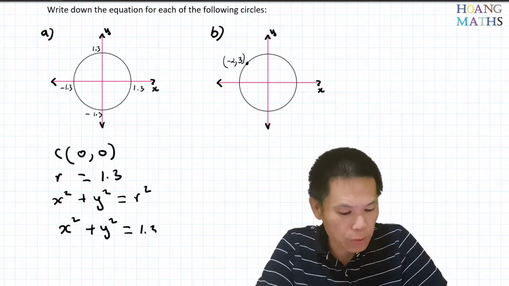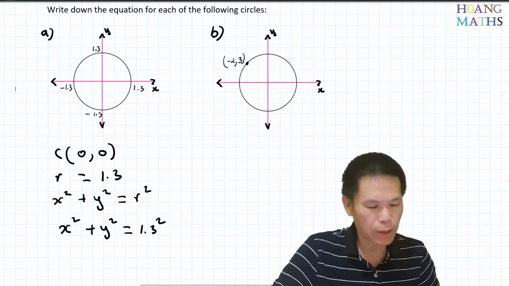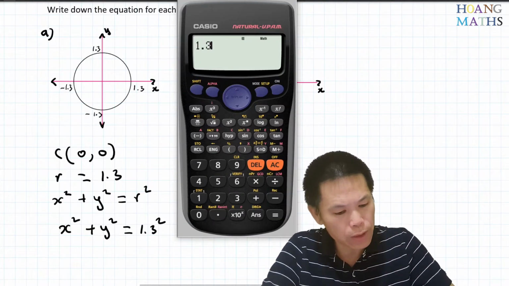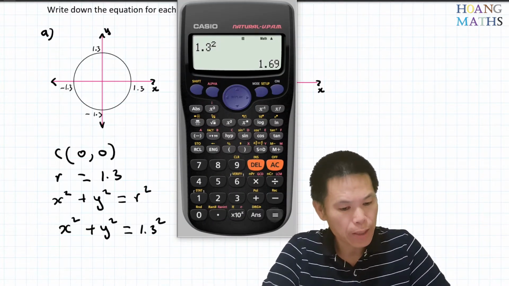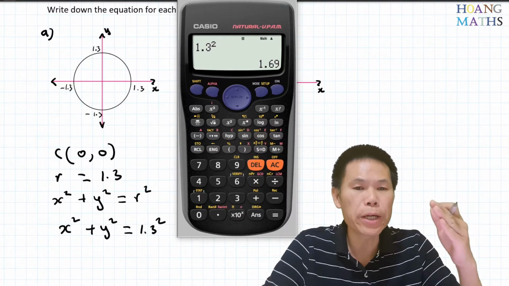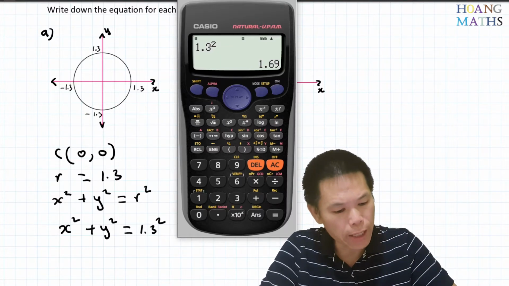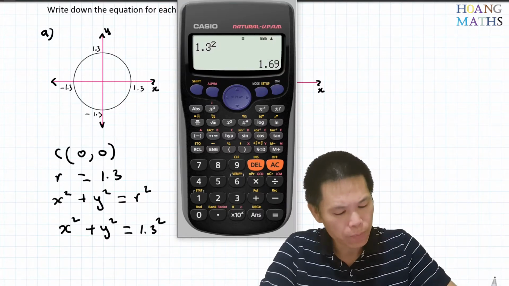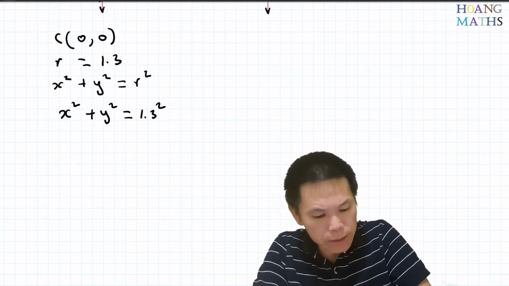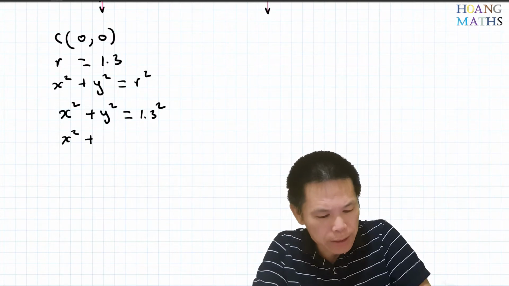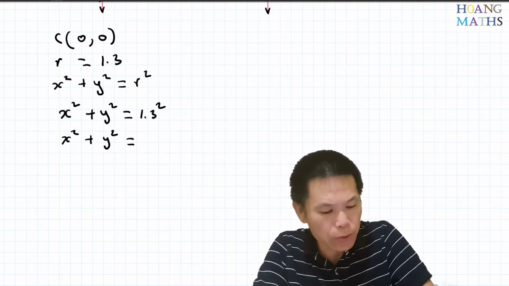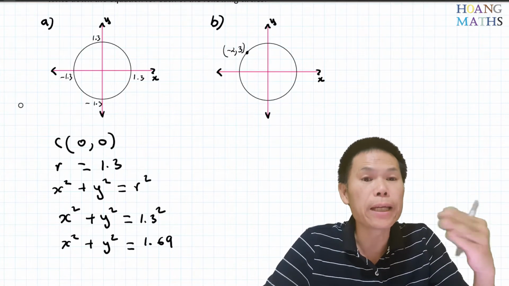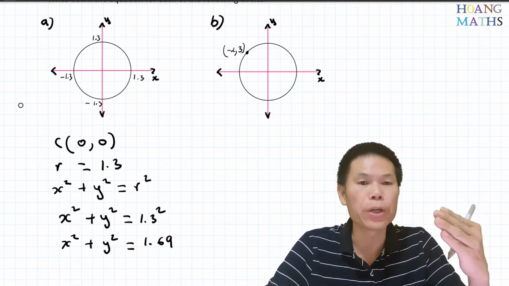So let me use the calculator to work this out. 1.3 squared is equal to 1.69. So therefore, X squared plus Y squared is equal to 1.69. That is the equation of the circle here.